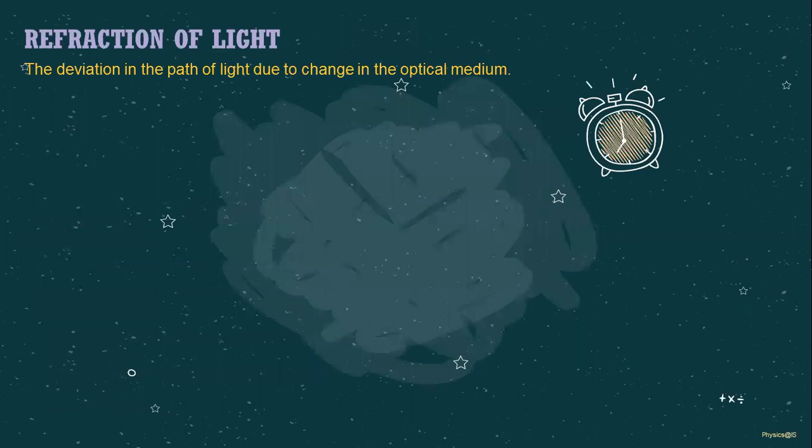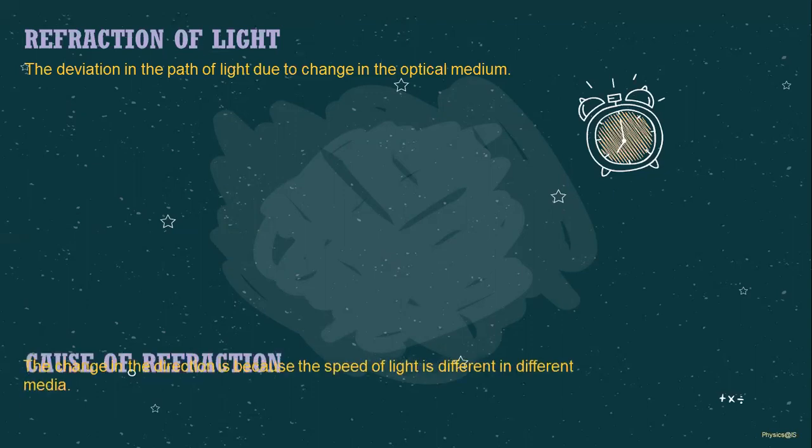Refraction of light. What is refraction of light? Refraction of light is an optical phenomenon where the light, when traveling from one optical medium to another, deviates from its original path. When we say it deviates from its original path, we mean that it changes its direction. It can slow down, it can speed up, depending upon the density of the optical medium it is entering.